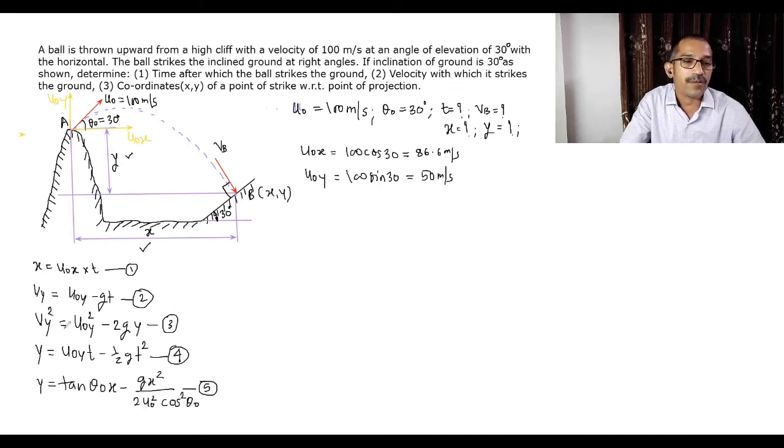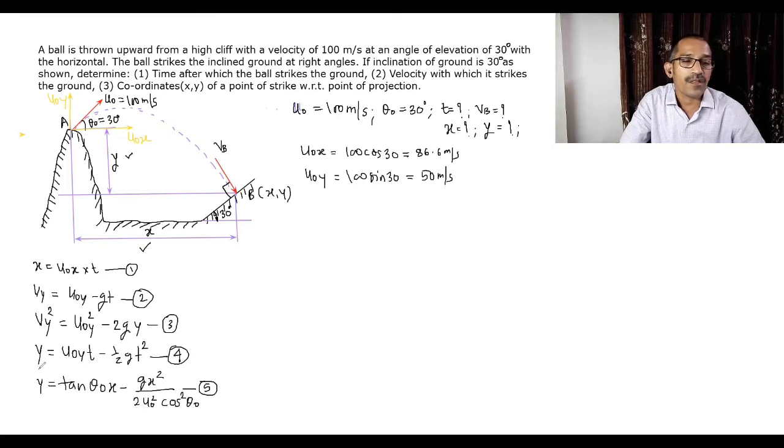Next, number 3, vy square equal to u0y square minus 2gy. In this case, vy is unknown and y is unknown. Again, the number of unknowns in the equation is 2, so solution is not possible. Number 4, y equal to u0y t minus half gt square.